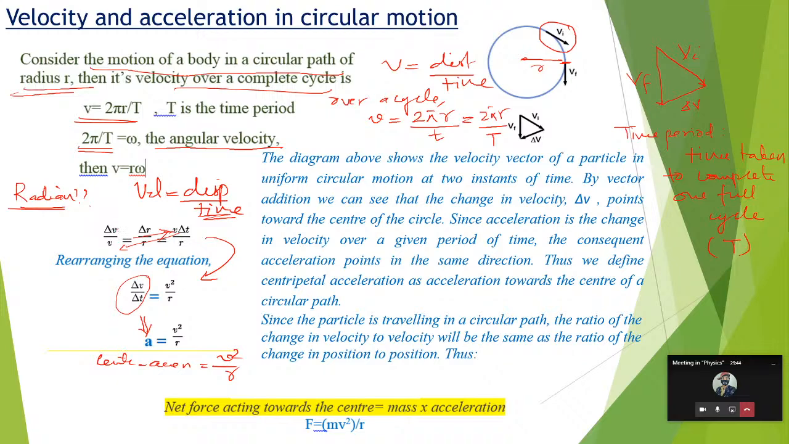Okay, once again, delta V by V, the ratio of change in velocity to original velocity, will be equal to the change in displacement to the original displacement. Then, when rearranging this, we get V square divided by R. This is the equation for centripetal acceleration. This acceleration will always be towards the center of the circle.